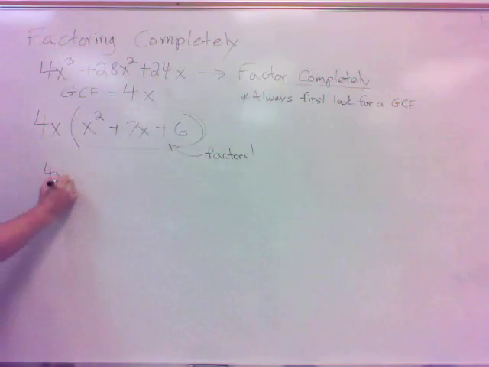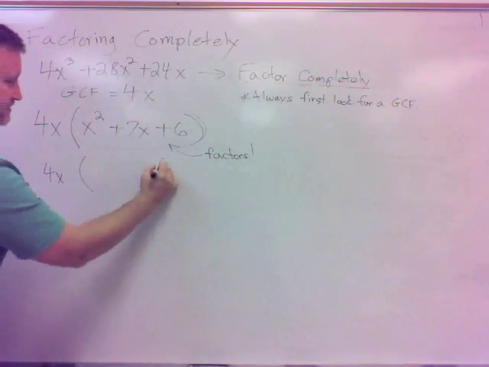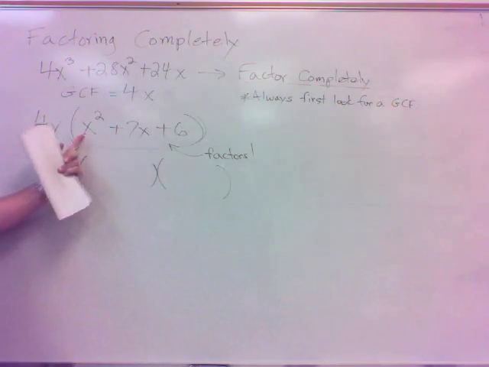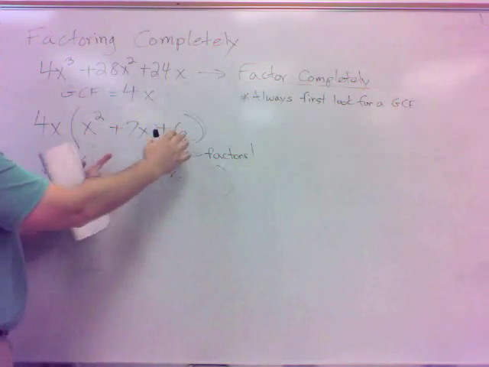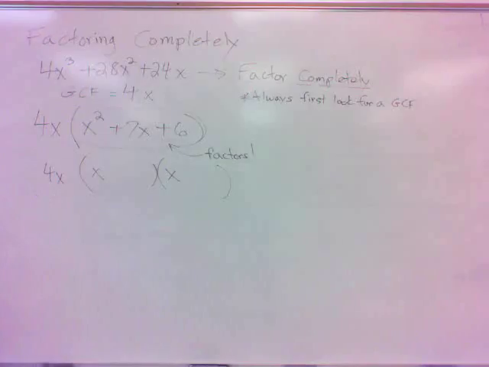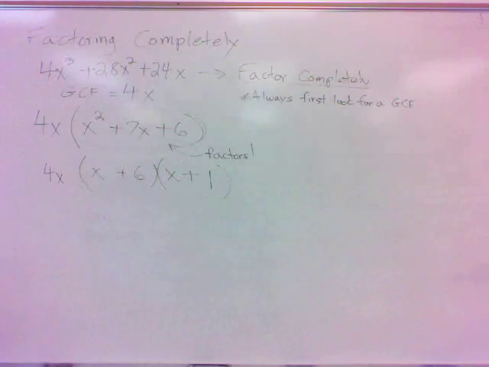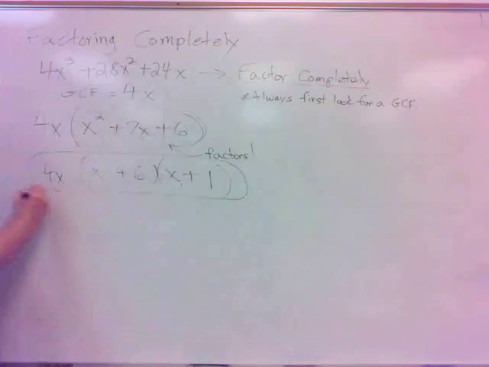Now, 4x does not change, but can I factor this trinomial back to two binomials? And it is the nice easy kind. It's x squared here, so that tells me it's x and x. And then what about 6 on the end with 7 in the middle? 6 and 1, isn't it? 6 plus 1 gives me 7. So this trinomial does factor, and here is our final complete answer, 4x times x plus 6 times x plus 1.